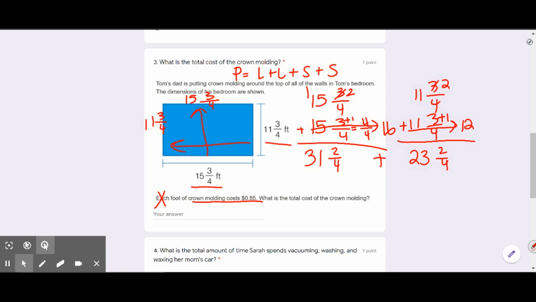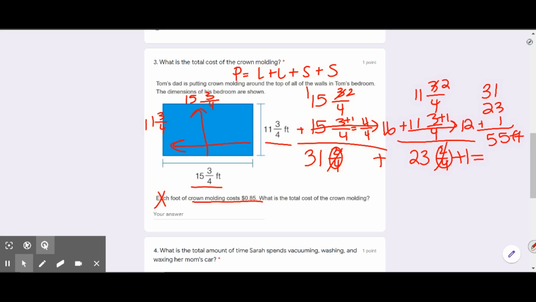Now I add these together. 2/4 plus 2/4. Doesn't that turn into one whole? Yes, it does. So now this is gone, and I add one more whole to it. So I have 31 plus 23 plus 1. That's going to equal 5 here, and that's going to equal 5 there. So now I have 55 feet. That's what we're talking about for our feet.